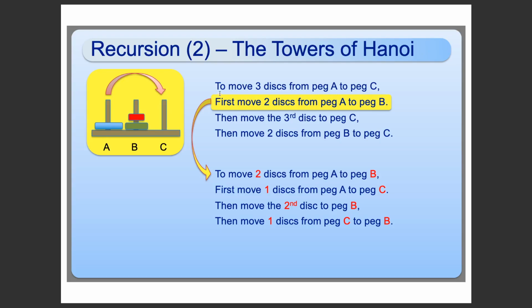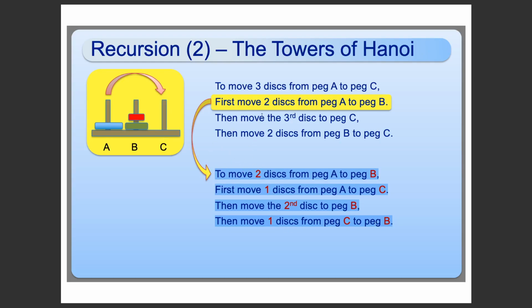However, in order to write the program that does this, we need to understand how to first move 2 discs from peg A to peg B. Okay, and so here's the program for moving 2 discs. So to move 2 discs from peg A to peg B, we first move 1 disc from peg A to C, then we move the 2nd disc to peg B, and then we move 1 disc from peg C to peg B. Okay.